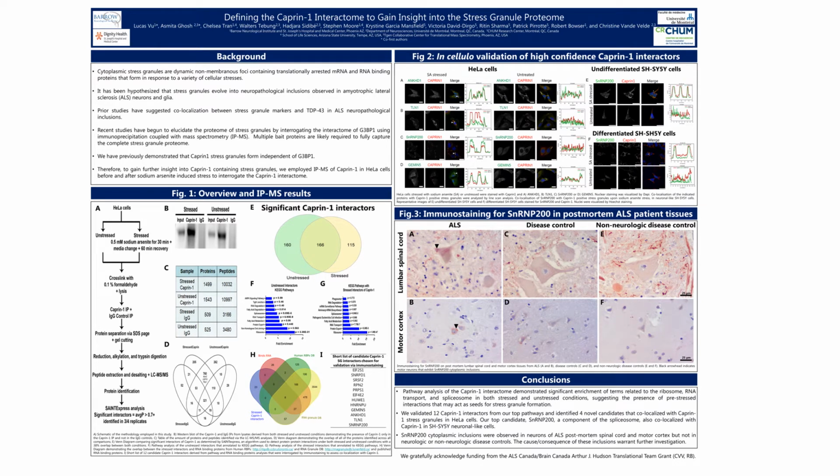To start, I just wanted to go into a short background and motivation for our study, and then after I'll go into each panel individually.